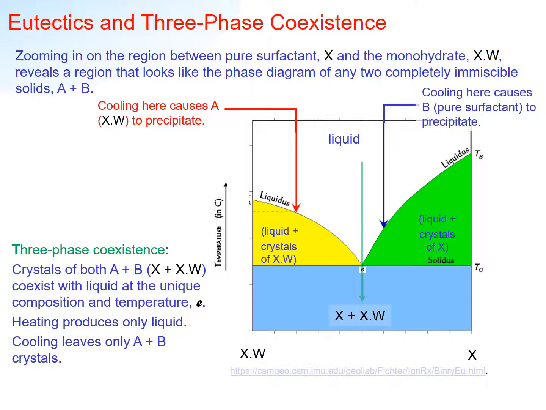Heating turns it back into a liquid, and cooling leaves crystals of only A plus B and no liquid. From that point of view, it looks like a melting point. It's a very abrupt transition, but it's not a melting point because two different crystals exist below the phase transition temperature, below the eutectic temperature, and a single mixed liquid exists above the phase transition temperature.